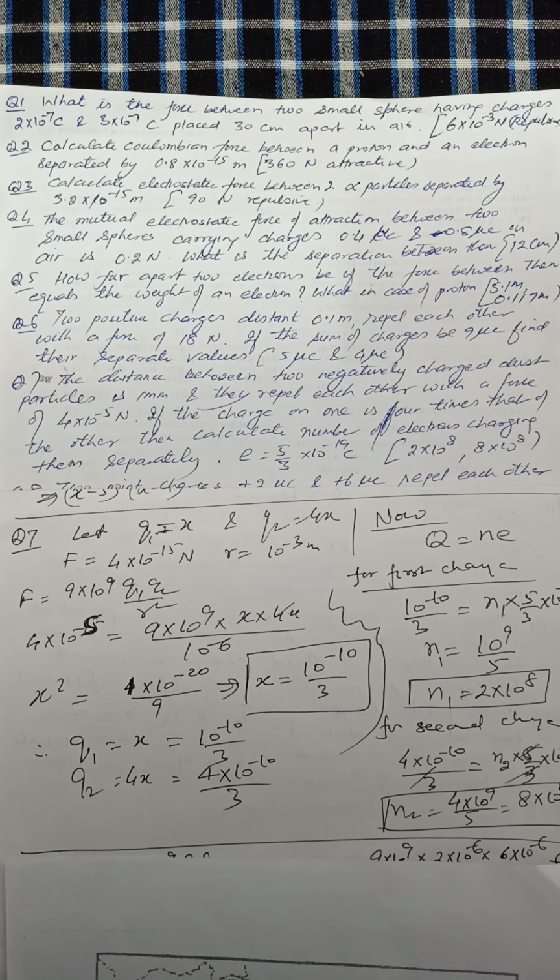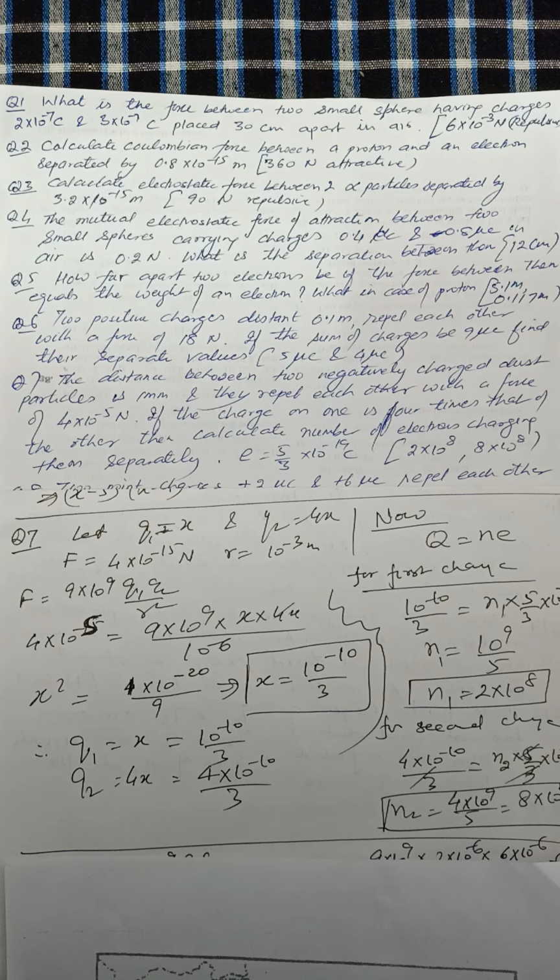In the third line, we use the formula F equals 9 × 10^9 Q1 Q2 by R square. In place of force, write 4 × 10^-5 equal to 9 × 10^9, Q1 is x, Q2 is 4x, upon 10^-6. X square on one side and other numbers on the other side. Cross multiply, we get 10^-20 by 9. Take square root on both sides, so x becomes 10^-10 by 3. Calculator is not required for this question.